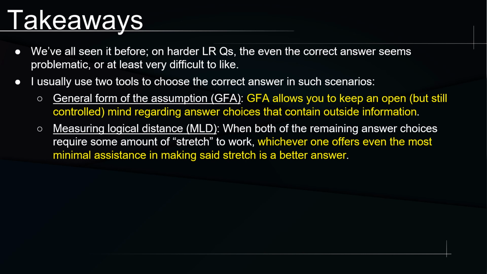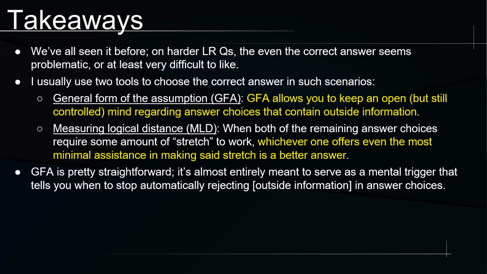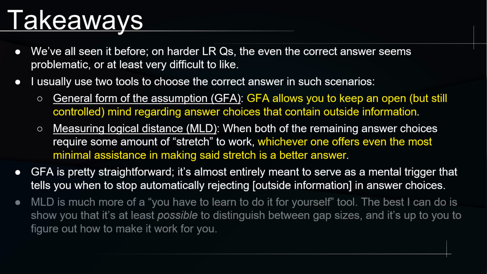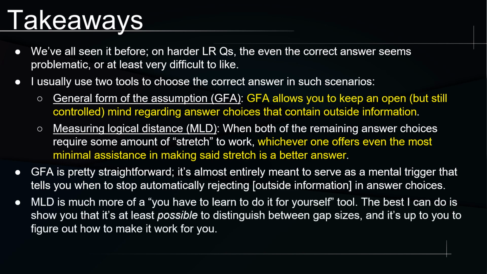We have no basis for saying that they have any relationship whatsoever unless we get something that takes away the incorrect label from it. So C starts correct, but has the shadow of something making it potentially incorrect. That's better than an answer that, as written, is incorrect, and only when we add stuff to it becomes correct. Those are two very different situations. So GFA is pretty straightforward. Like I said, it's meant to serve entirely as a mental trigger that tells you when to stop automatically rejecting outside information. And MLD, like I closed out my previous slide with, is a tool you have to learn to do for yourself.